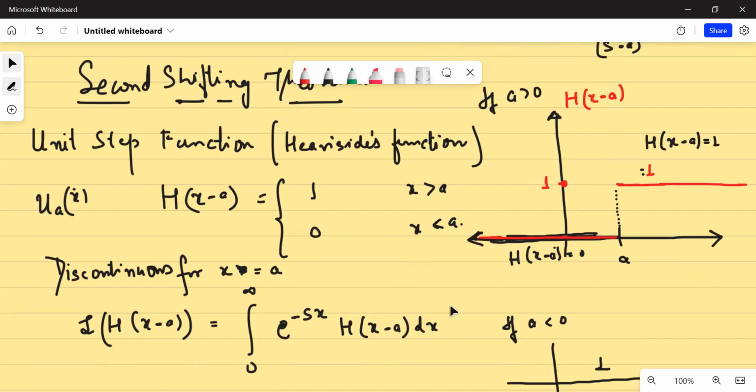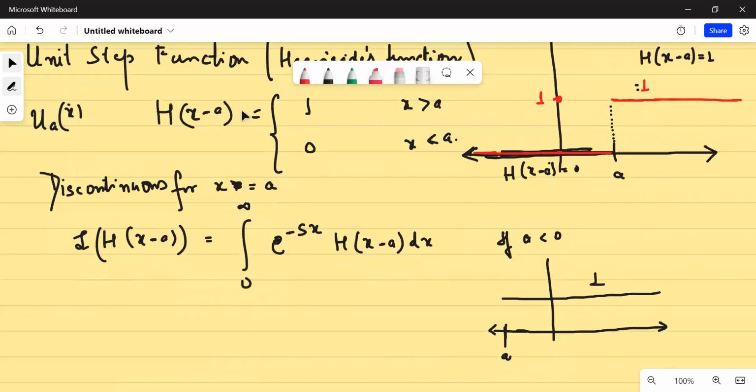Now I'm interested in finding the Laplace transform of this particular Heaviside function, or you can say unit step function. What would be the Laplace transform of h of x minus a? I can write it as integral from 0 to infinity of e to the power minus s x h of x minus a dx. The independent variable is x, so don't get confused. Now there may arise two cases. One case can be if a is less than 0.